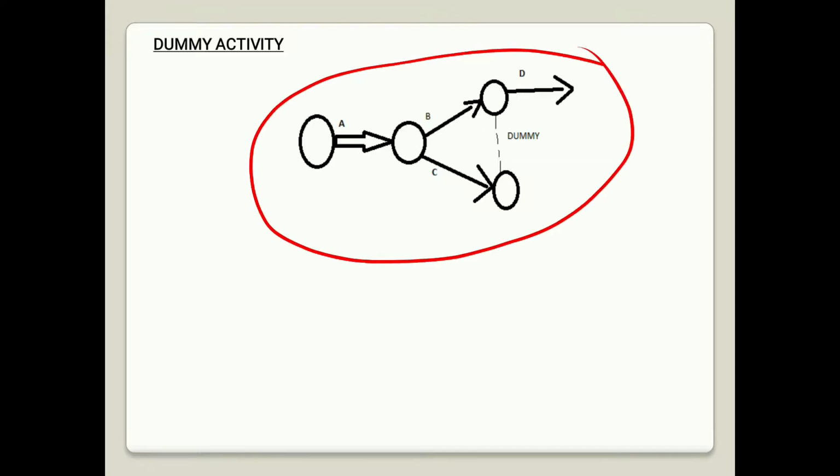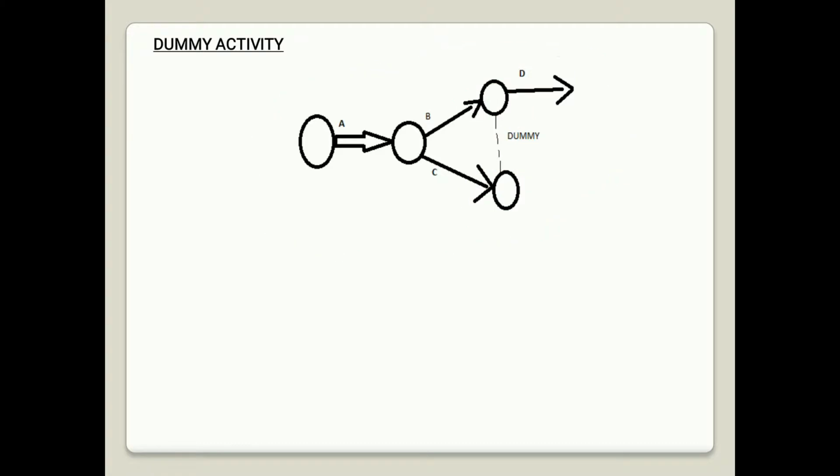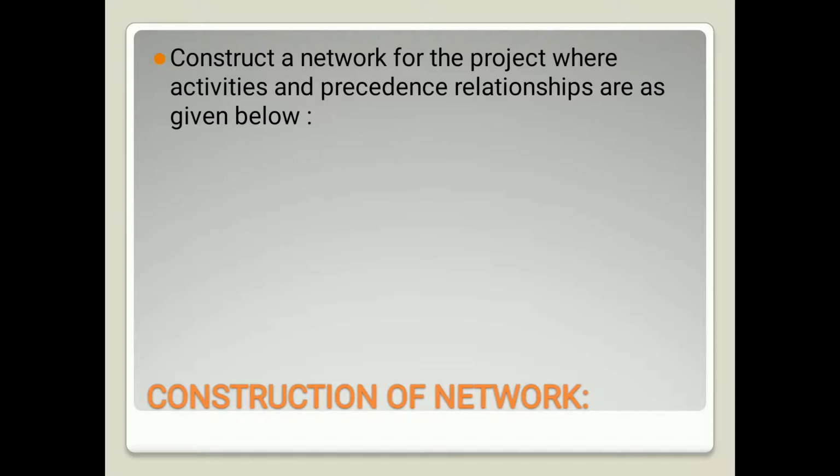See here, from B to D, one event has occurred, and from that event we are connecting it with a dummy line to another, because there is no activity there, but it must be represented. Now we'll see a sum where we can understand the dummy activity.